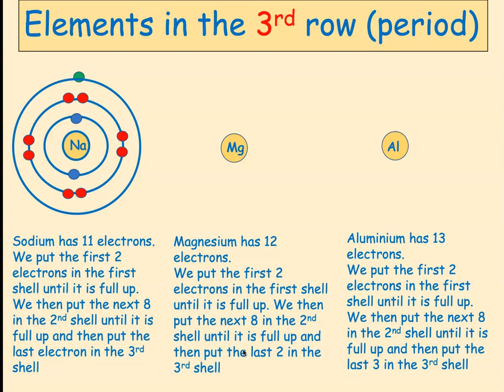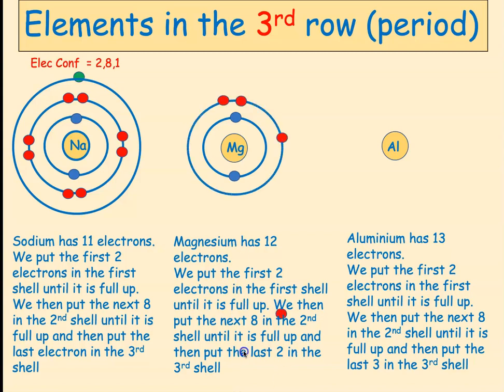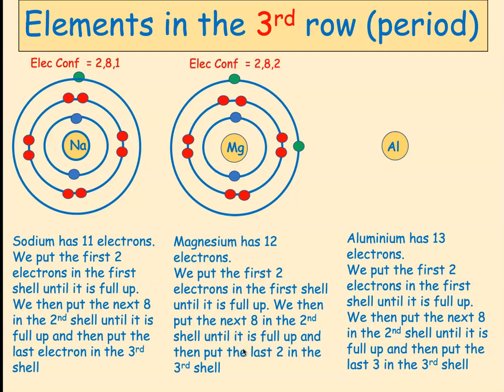Okay, let's try magnesium before we go any further. So magnesium has got 12, so 2 in the first shell, 8 in the next shell, and we're going to put our final 2 in that outer shell. Its electronic configuration is 2 for the first shell, 8 for the second shell, 2 for the third shell.